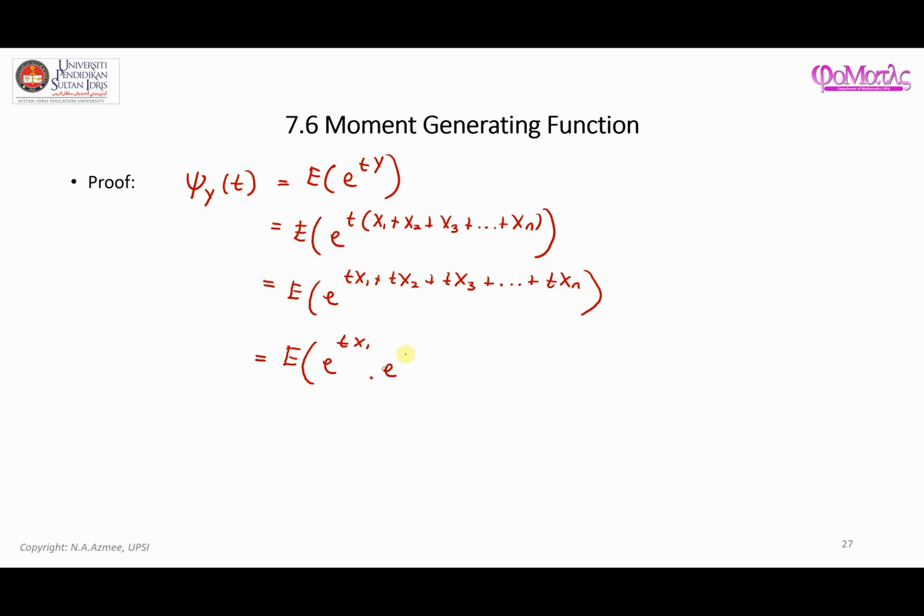multiplying all the terms. Okay, so that is what is going on. We are doing a multiplication process right there, and because they are independent, the result will become like this, due to the fact that x1, x2, x3, all of them are independent.